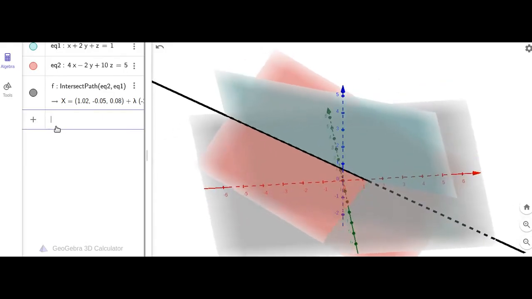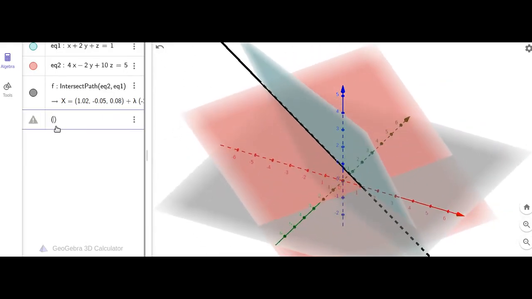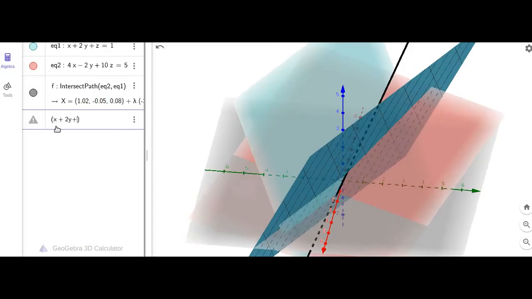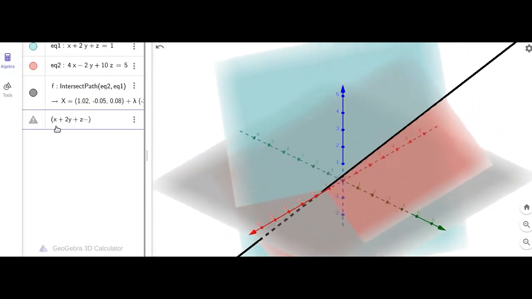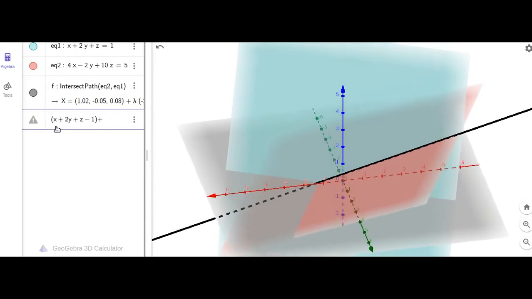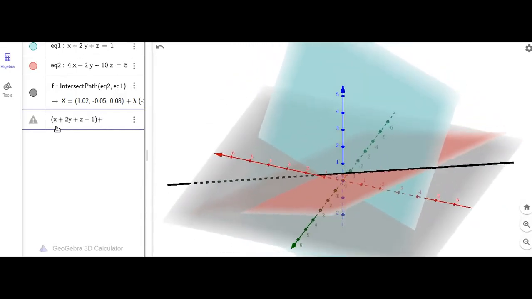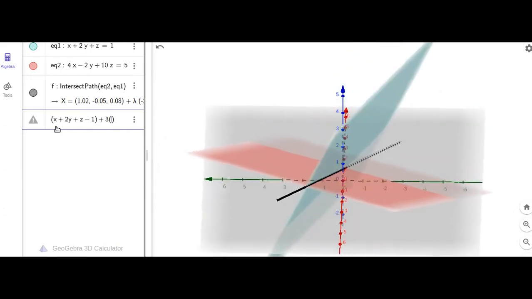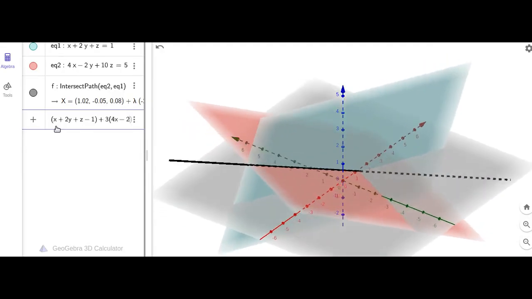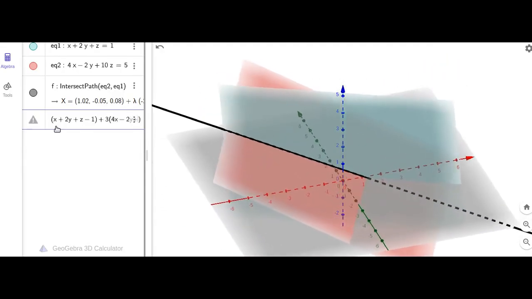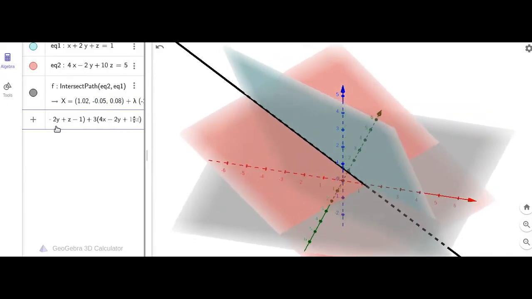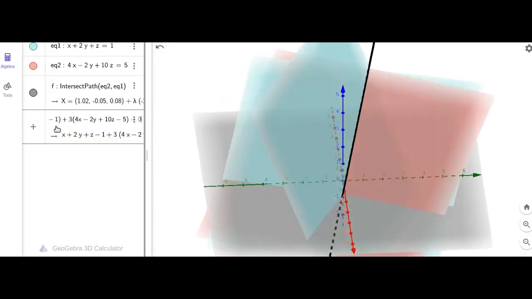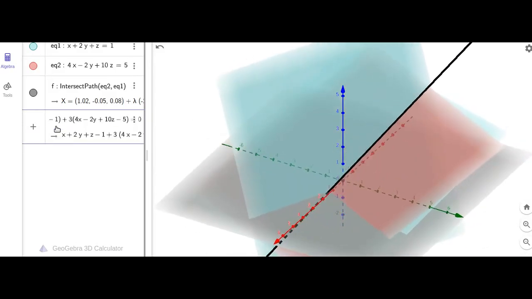What I'm going to type is the first equation. I think you can read the first equation. x plus 2y plus z, and I'm going to take that constant to the left hand side. Now I'll put plus and I'll type some constant. I'm going to put the constant 3. And now I'm going to take the second equation. That will be 4x minus 2y plus 10z minus 5, and I'll put equal to 0. Did you see that? A new plane popped up.